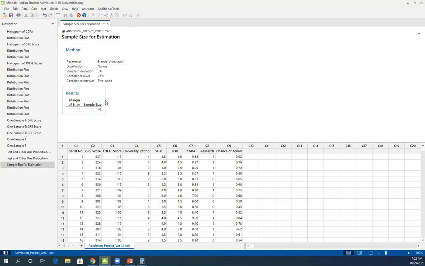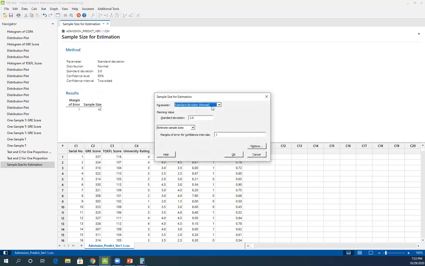Similarly, another example. Normally some calculations give 42 in this software, while some other software gives something different. If you do a manual calculation, you will also find a little difference. So you can use the method Stat, Power and Sample Size, for estimation. Here you have the standard deviation. You have estimate sample size. So I was just doing it wrong. Estimate sample size. What is the margin of error?